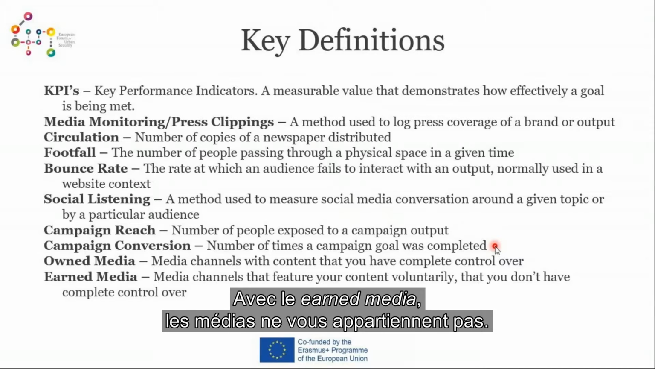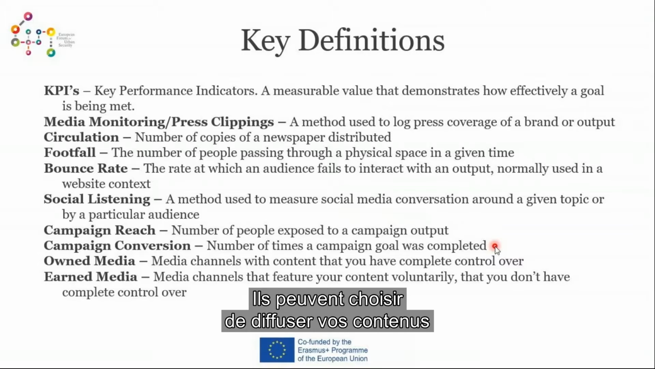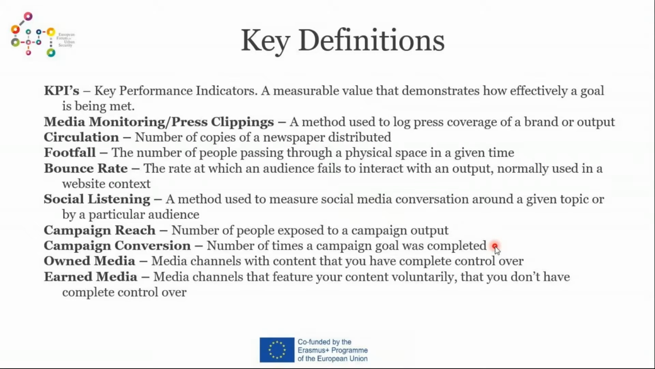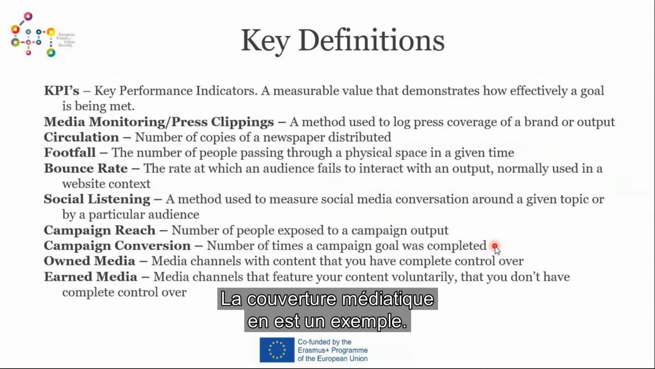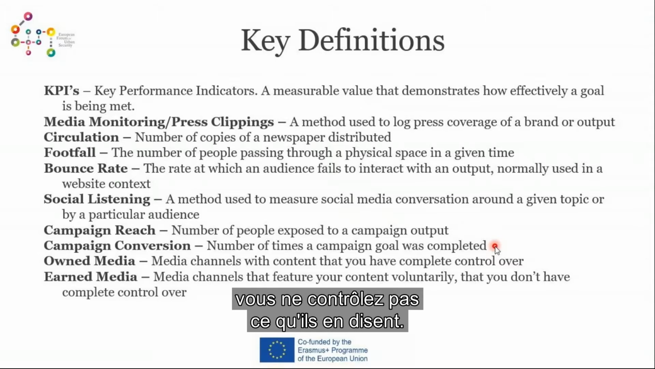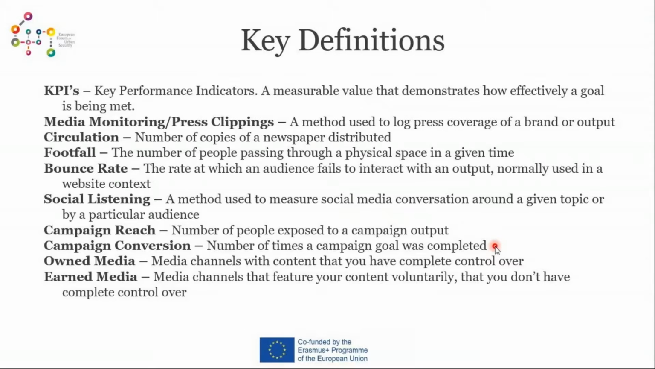The next concept is earned media. So these are media channels that are not yours, and they might choose to feature your content voluntarily, but you don't have complete control over what they decide to say about your content. So an example of that actually is news coverage. So you might write a press release that gets picked up by a national newspaper, but you don't really have control over what they say about your output.